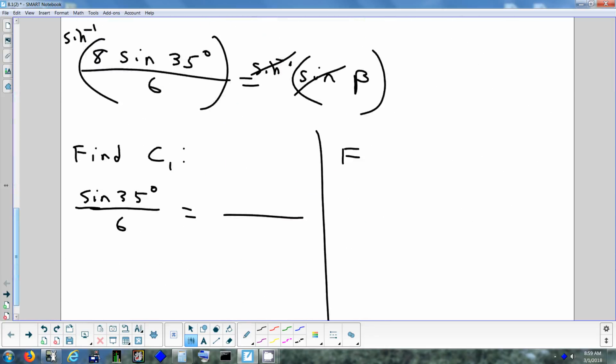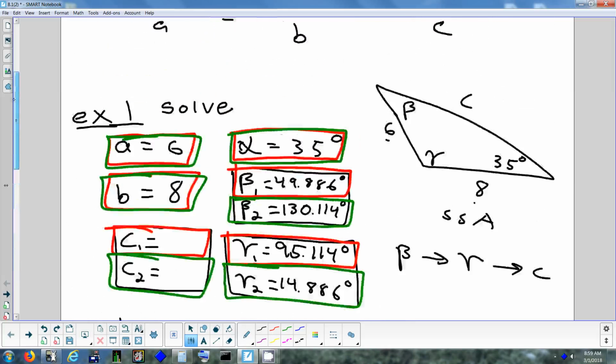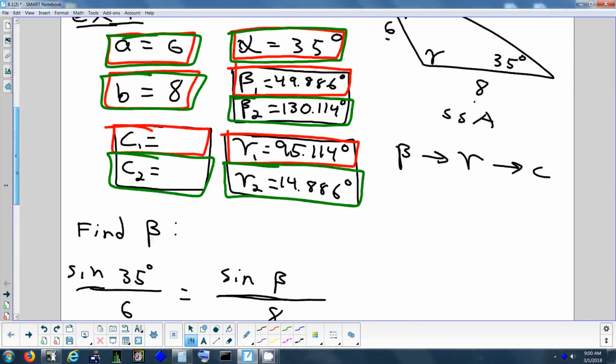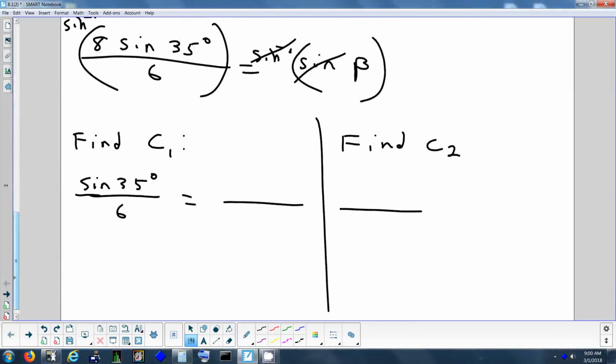Okay, in fact, when we find C2, we're going to also set it up the same way, because A and alpha is also in the green triangle. So we can use that row again. And again, it's good because it was given. So sine 35 over 6.